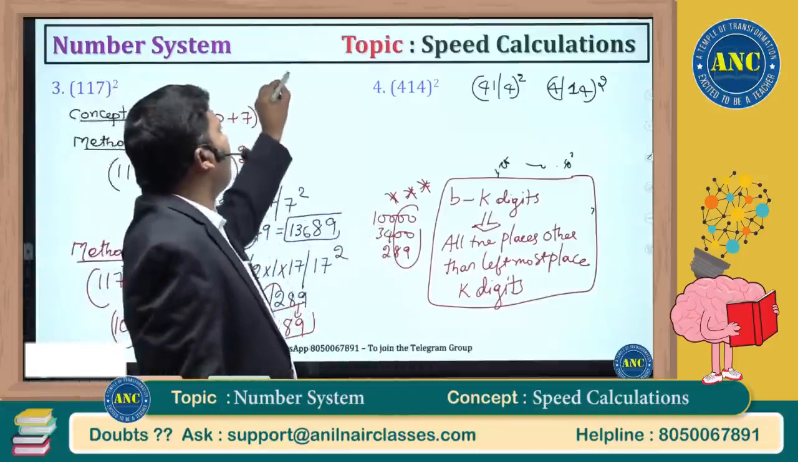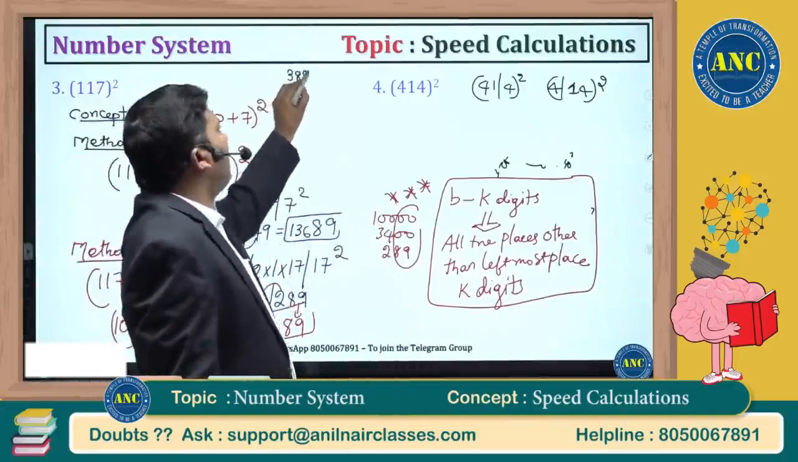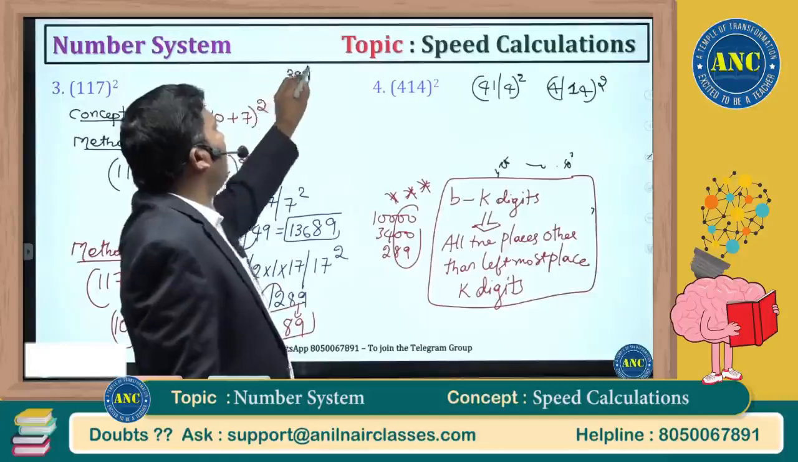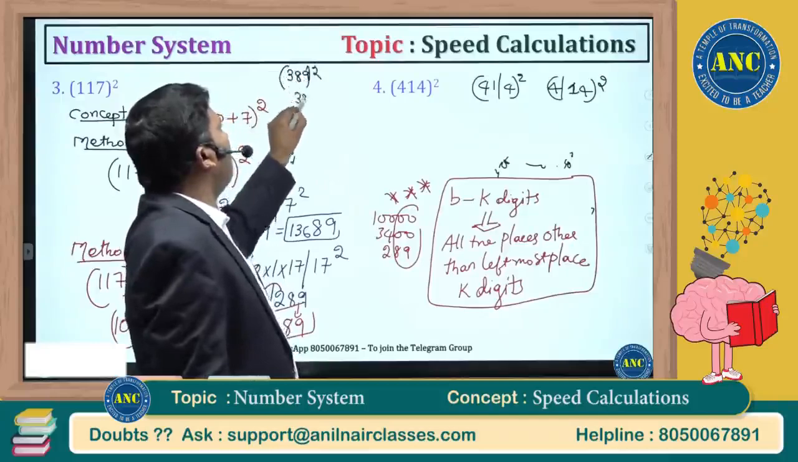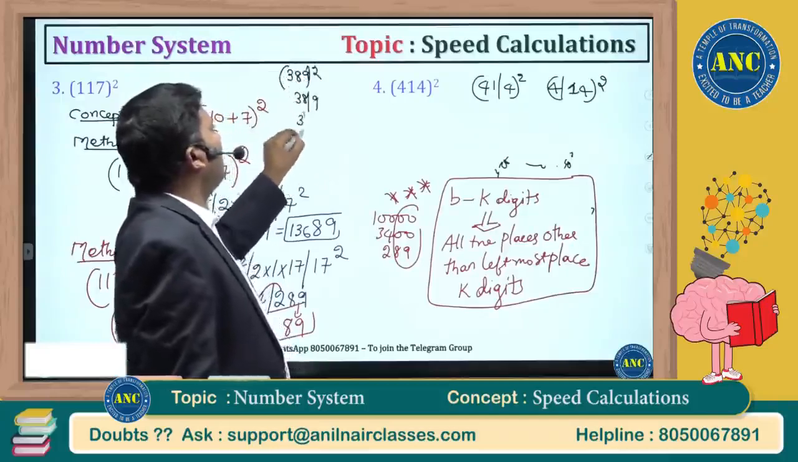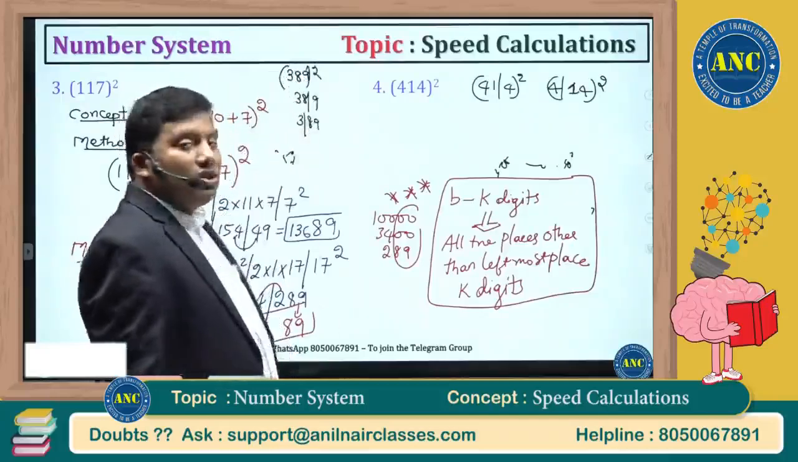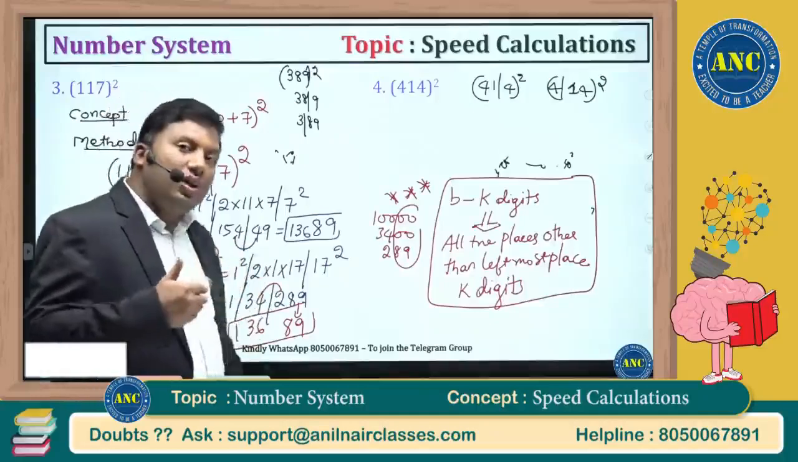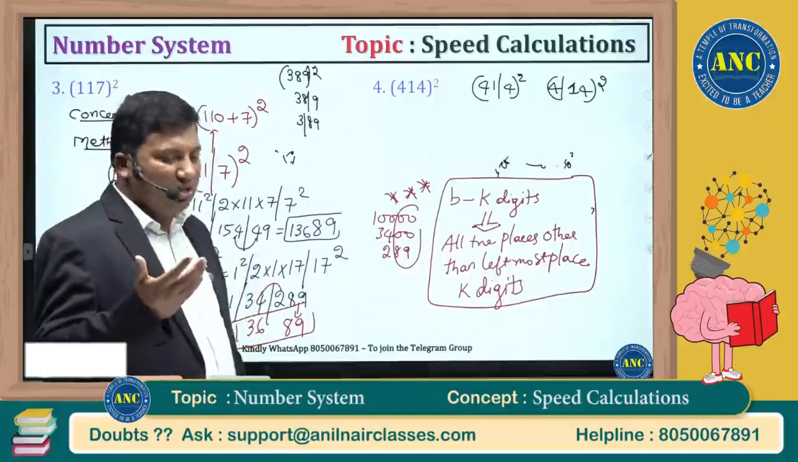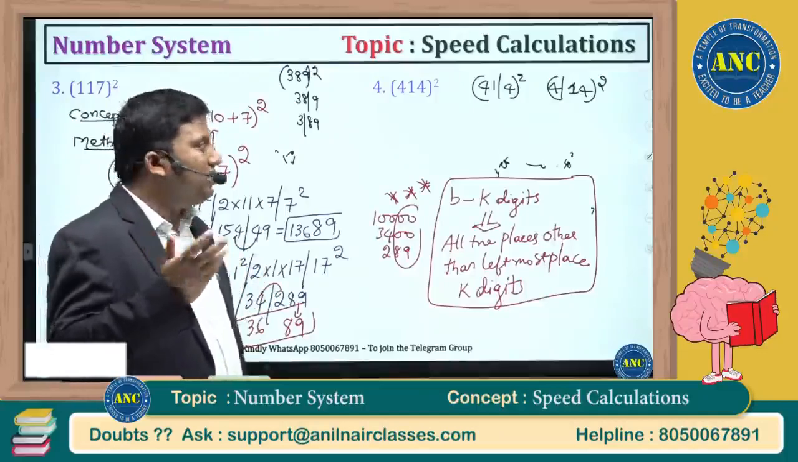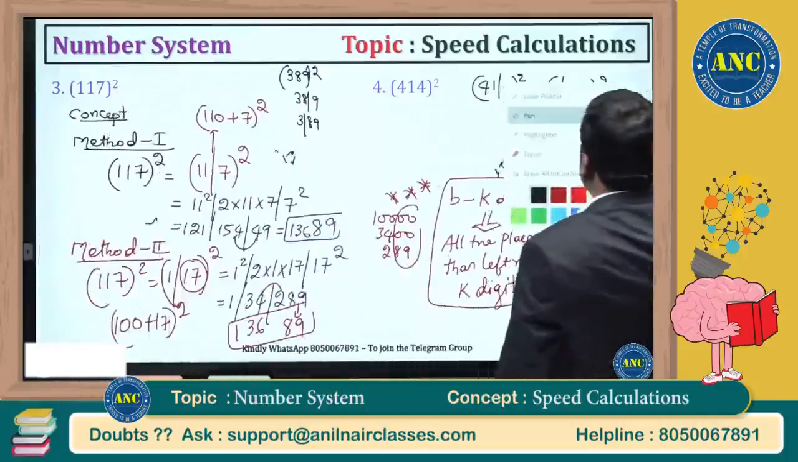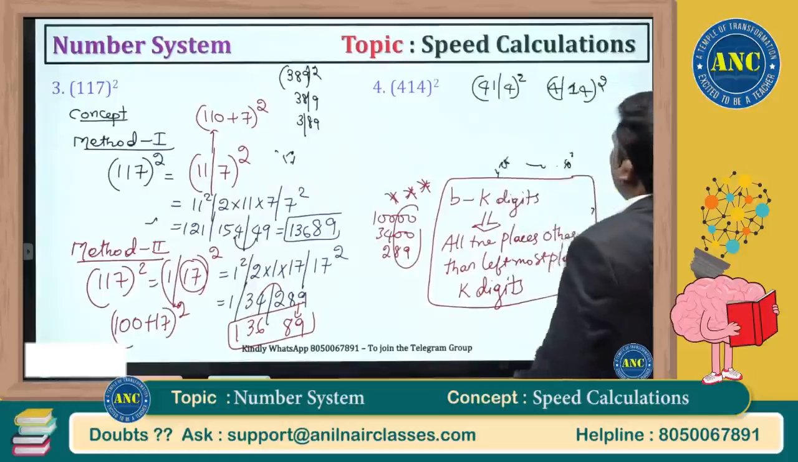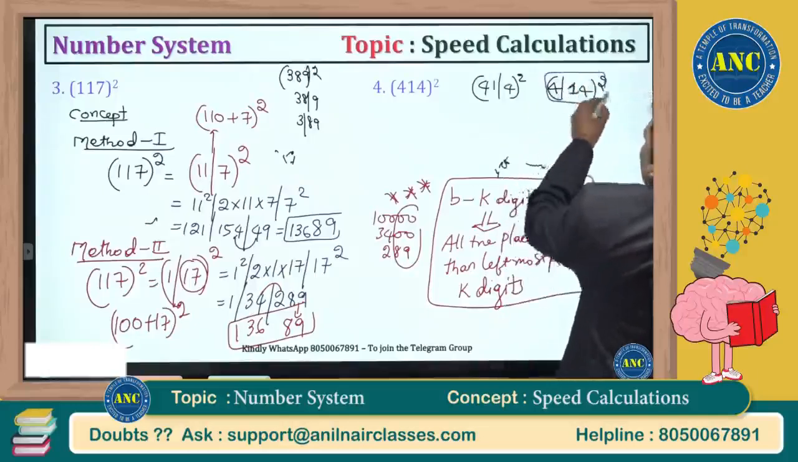Suppose if it is 389 square, you can divide it in two ways: 38 with 9 and another is 3 with 89. So 38 square and 89 square. Which one do you think you can do fast? That method, please use it. It is an individual choice. For me, 41 as of now is a little difficult, so I will take 4 with 14 square.